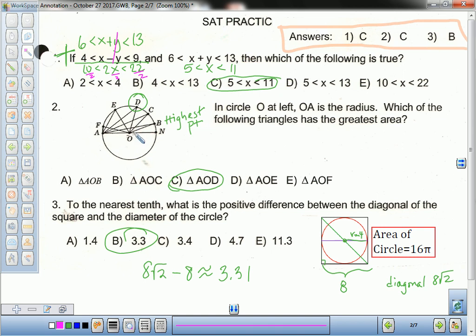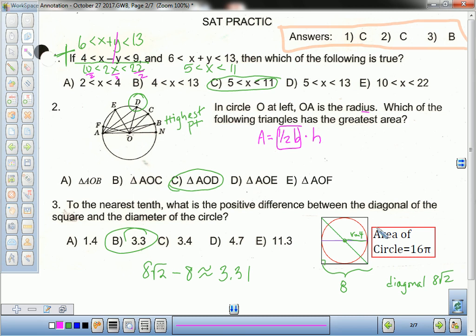Now choice D. On all of these, the radius is the base. The formula for the area of the triangle is area equals 1/2 the base times the height. Since all of this is the same on everything, all we have to do is find the one that has the greatest height, or the highest point, which is choice D. So that gives us letter D, which is triangle AOD.